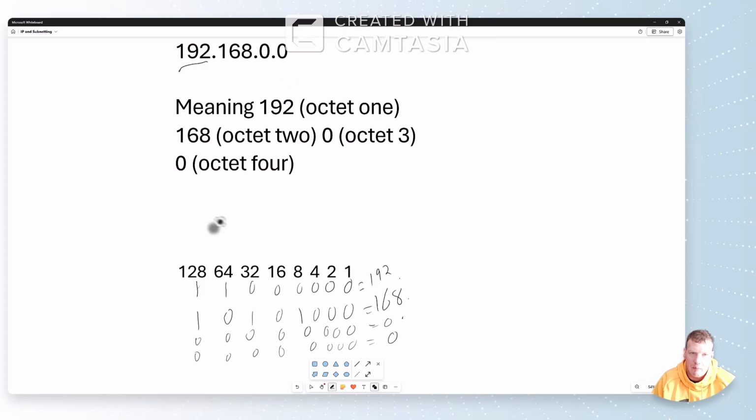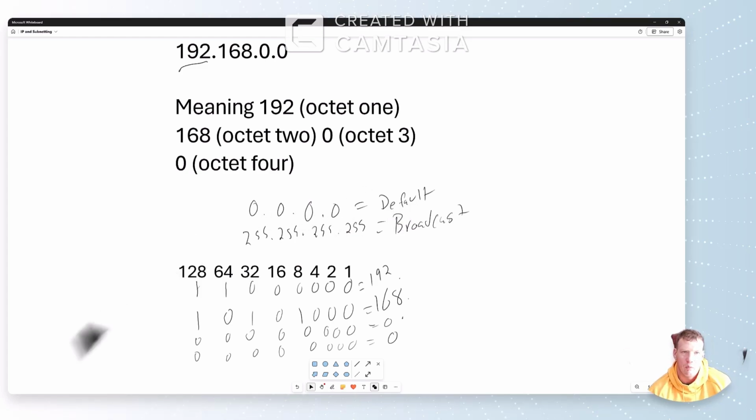A couple numbers to keep in mind. This is called a default, and the opposite, 255.255.255.255, is called the broadcast. You're sending it to everything. You're going to want to know these, especially if you're doing an exam like the Network Plus. You don't want to not know what the default and broadcast are. Let's move on to a working example.